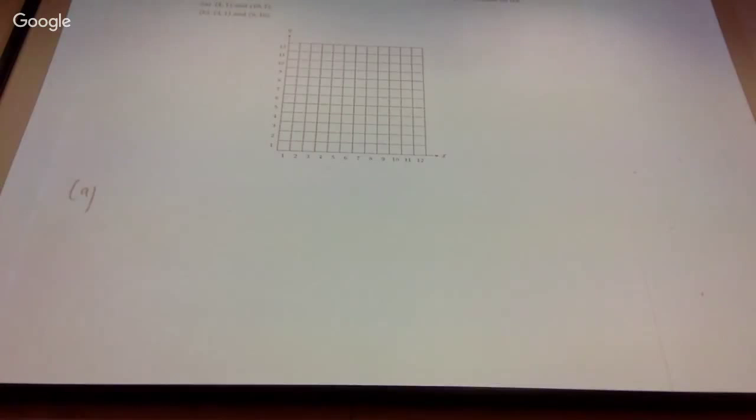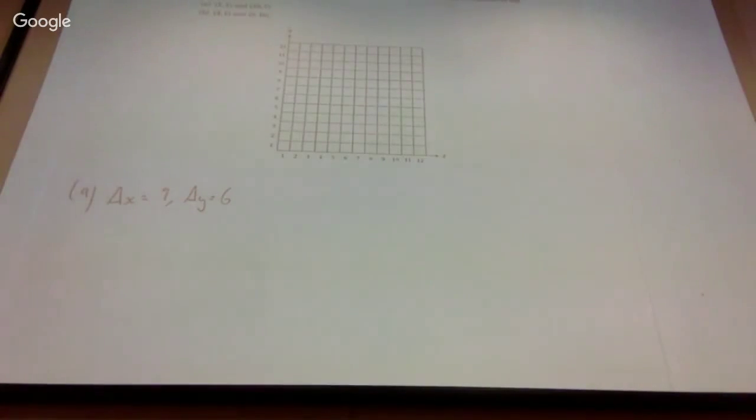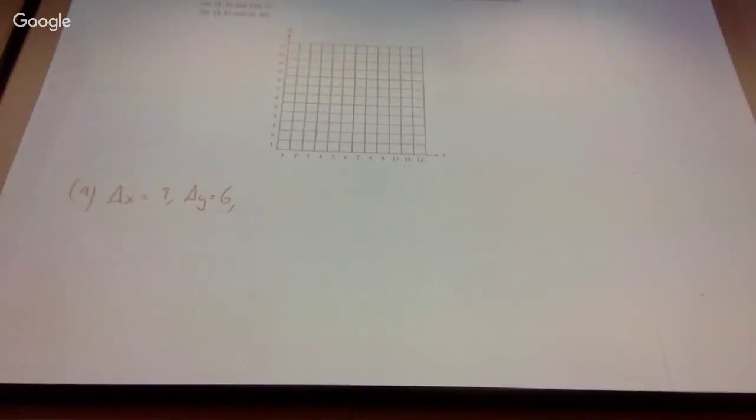First thing we need to do is calculate delta x. The delta x is 9, delta y is 6. So that's just the change in x coordinates and the change in y coordinates, so 10 minus 1 and 7 minus 1.